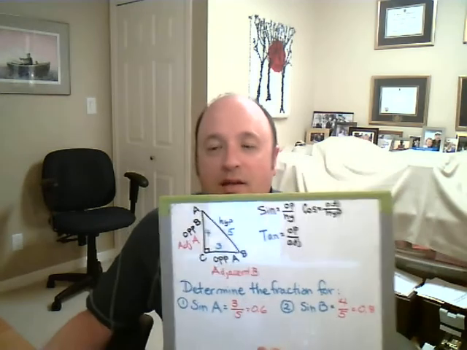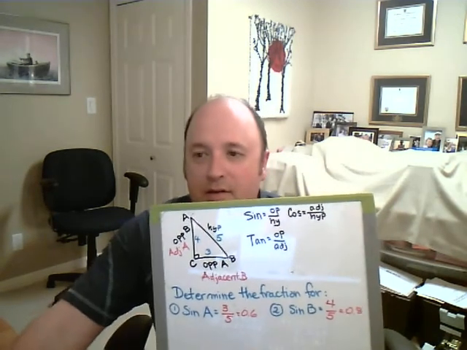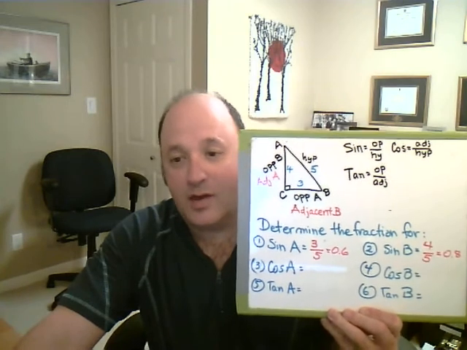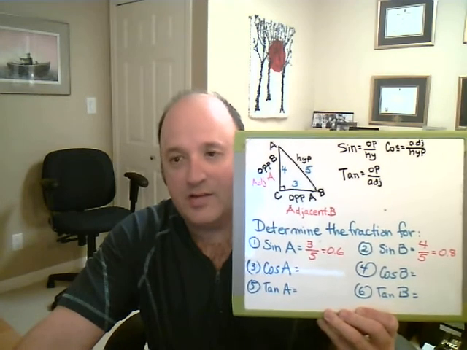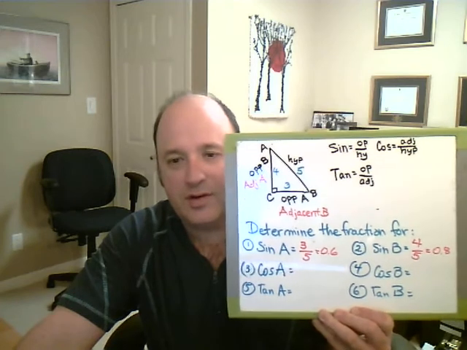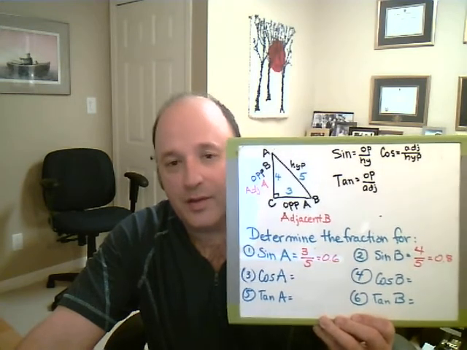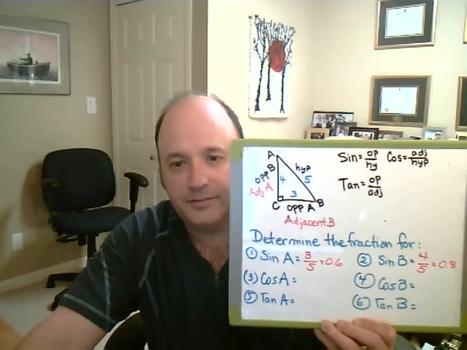I'll get you to do a few more, and just let me set it up. I could ask you to tell me the cosine of A, or the cosine of B, the tangent of A, or the tangent of B. So why don't you pause the video and see if you can calculate those on your own. I'll put up the answers in a moment.